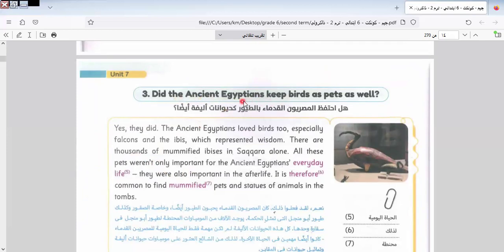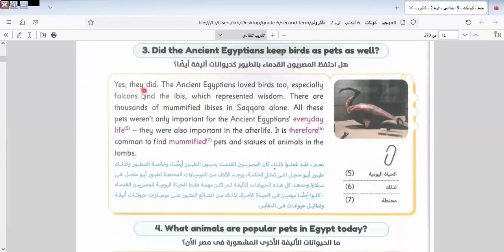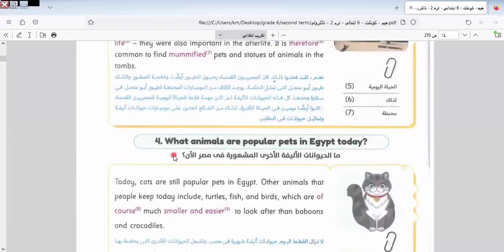Let's go to another one here. Did the ancient Egyptians keep birds as pets as well? Yes. Let's find out more about this topic. Yes, they did. The ancient Egyptians loved birds too, especially pelicans and ibises. This is a kind of bird which represented wisdom. There are thousands of mummified ibises in Saqqara alone. These pets weren't only important for the ancient Egyptians' everyday life. They were also important in the afterlife. It's therefore common to find mummified pets and statues of animals in the tombs.